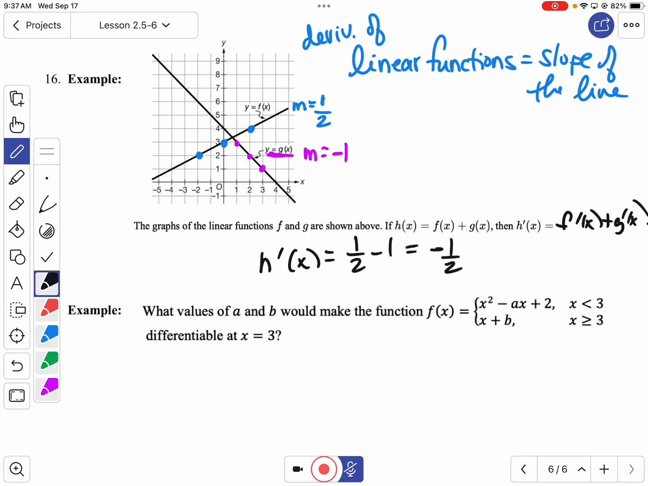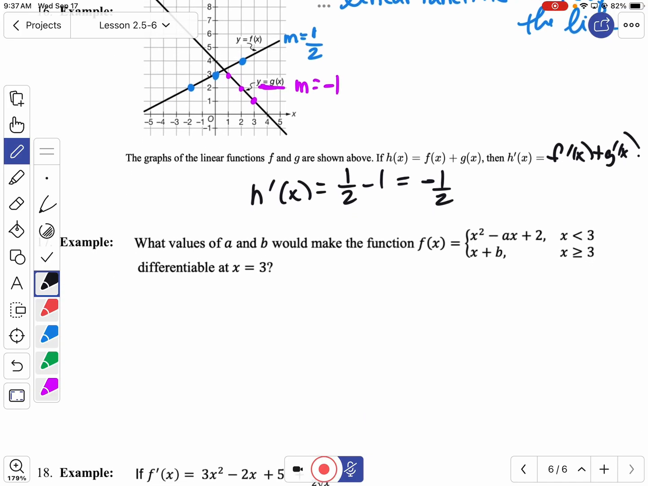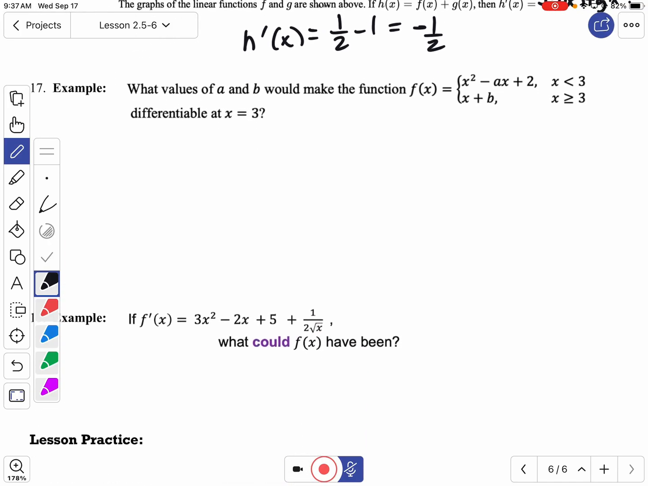All right. Love this next question. Love, love, love. Okay? Put a star on it. You will see it again. You will see a question like this next one, 17. What values of a and b would make the function, and it gives me a lot of stuff there, differentiable at x equals 3? What would make it differentiable? In order for it to be differentiable, my left and right derivatives would have to be equal.